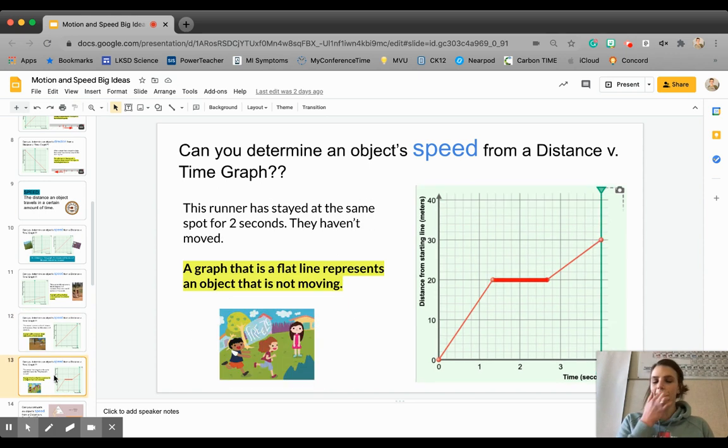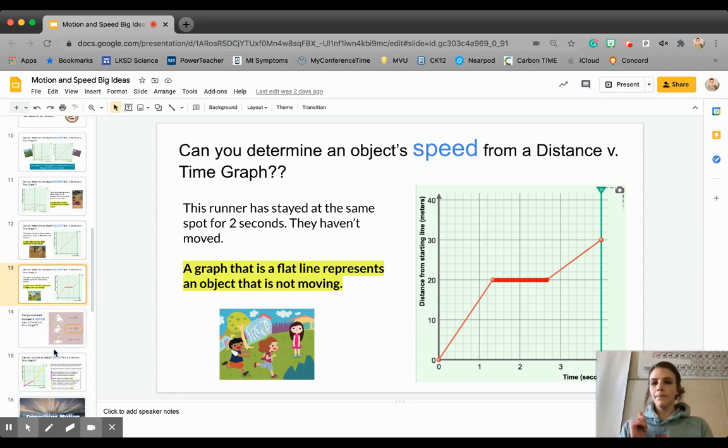You might have graphs that have a slope that looks like this. It's a completely flat line. In fact, there is no slope to it. So what does that mean? That means that your object is not moving. As time is going on, your object's position is staying the same.